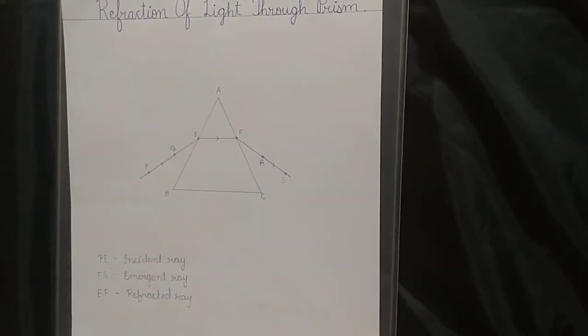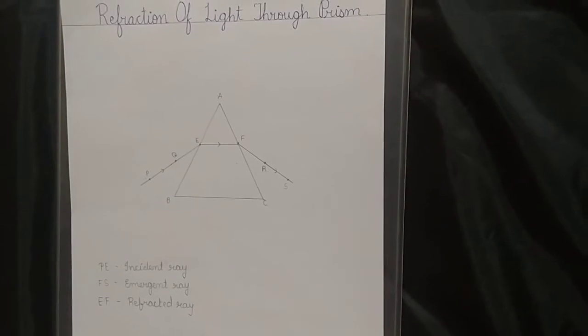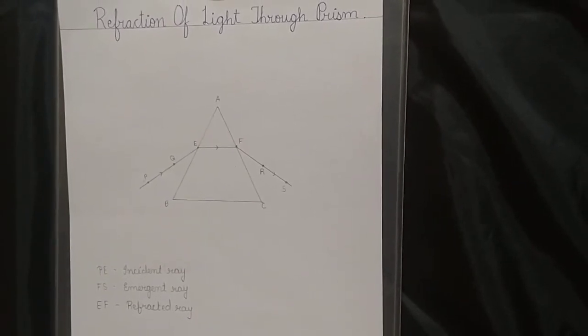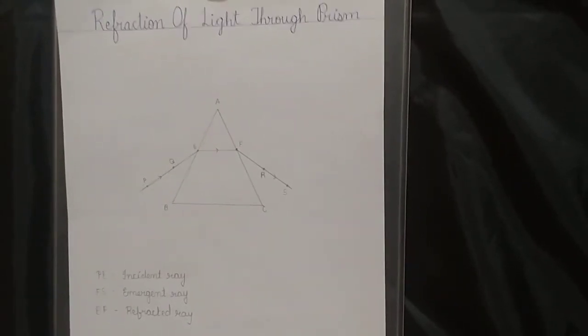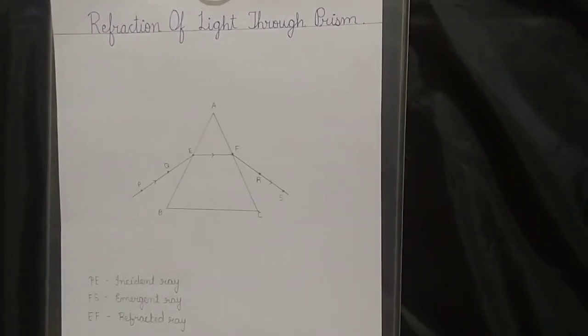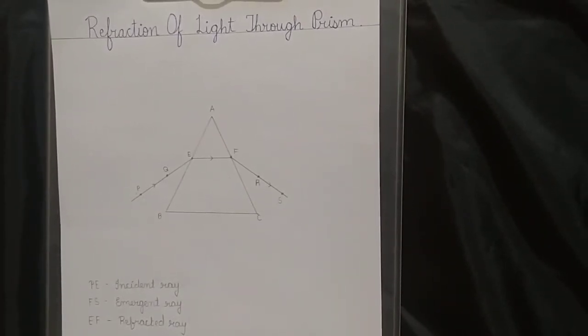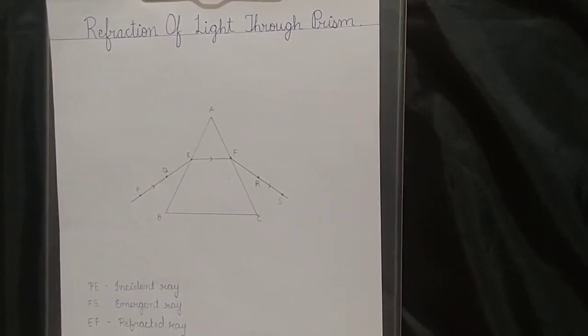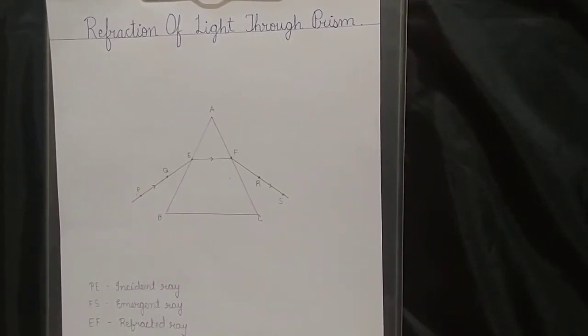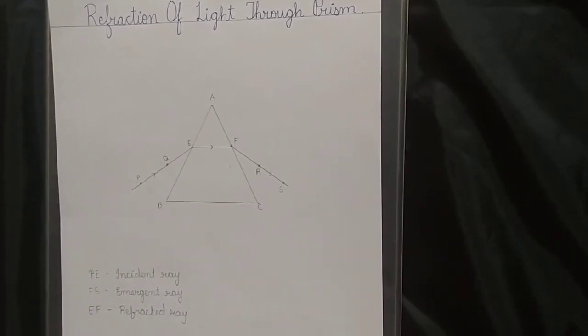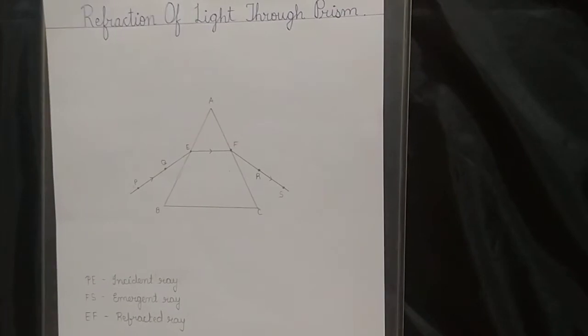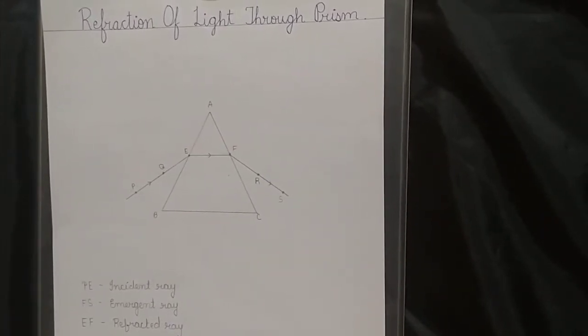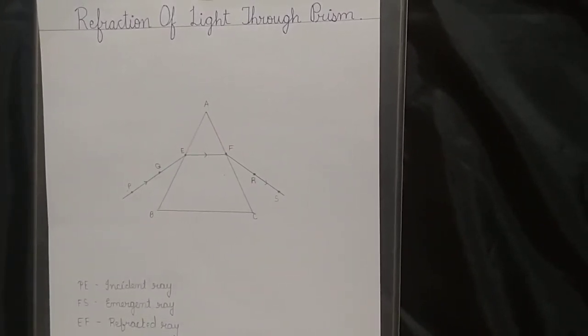Now you think, first we throw the light on the prism on the surface AB, that is point P and the PE ray. Then the light comes out, that is FS, but between them you have seen the ray is deviated. So that ray is EF, and that is known as the refracted ray.